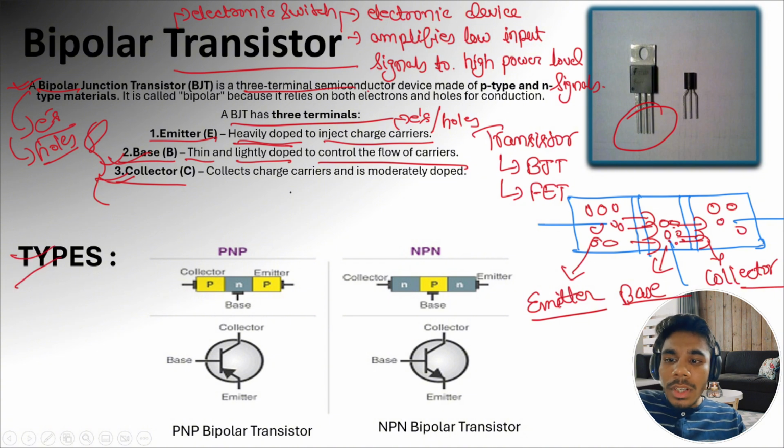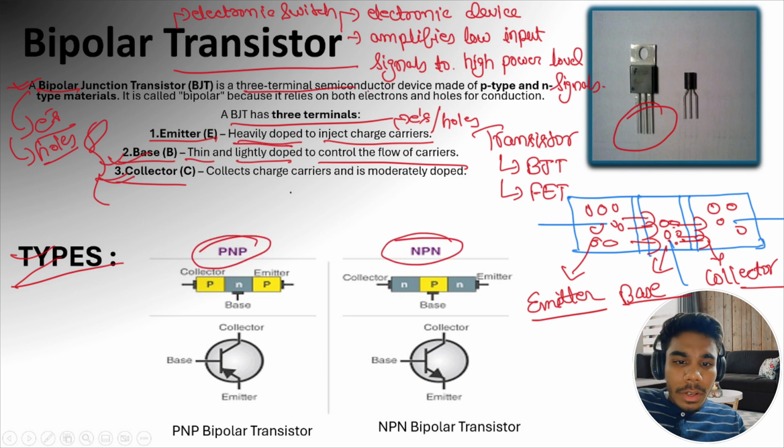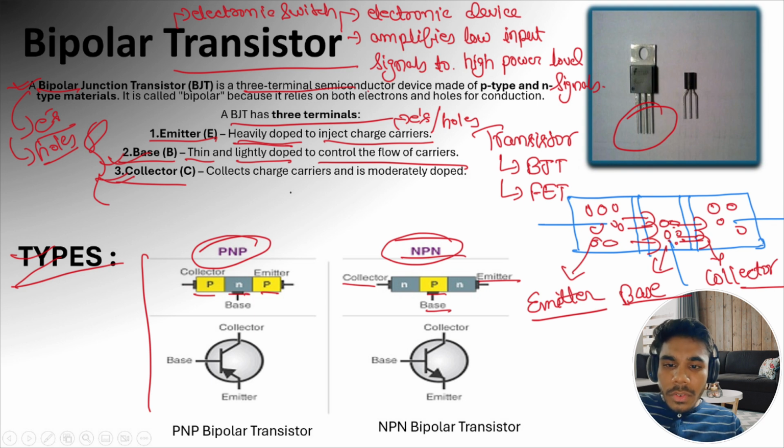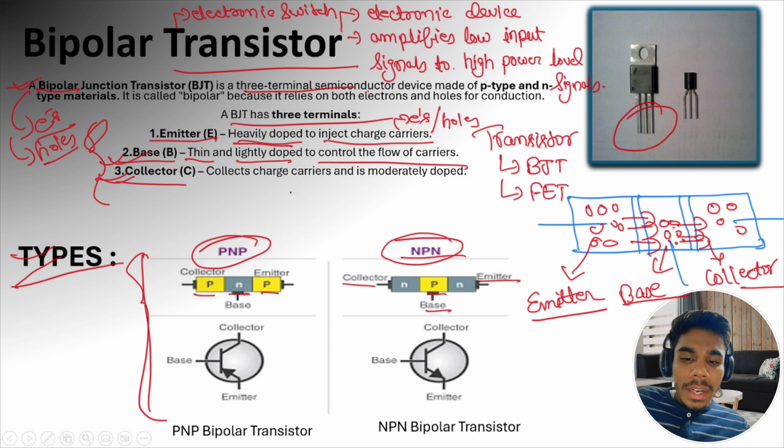Next are the types. What are the types of BJT transistor? The first one is PNP and the second one is NPN. How do we differentiate the types of transistor? By the materials that we use for the collector, emitter, and base. As you can see, in PNP we use P-type material for the collector and emitter, and N-type for the base. Whereas in NPN, we use N-type material for the collector and emitter and P-type for the base. So the basic difference between PNP and NPN is the material used for the collector, emitter, and base.